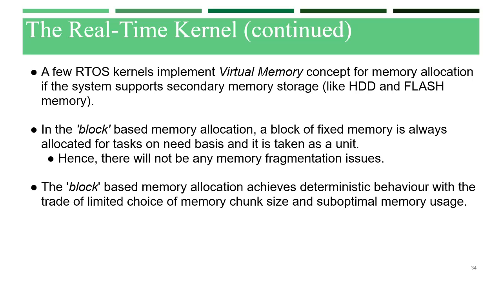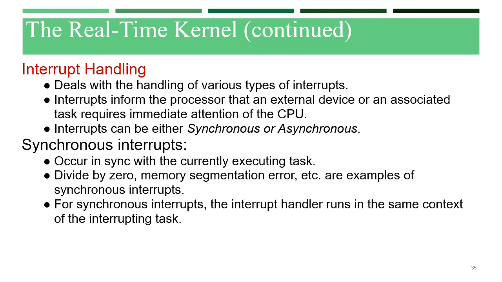The block-based memory allocation achieves deterministic behavior with the trade-off of limited choice of memory chunk size and suboptimal memory usage. So chunk size is nothing but a multiple of, say, 65,536 bytes. And suboptimal memory usage is nothing but less than optimal memory usage, we call it suboptimal memory usage. So next we have interrupt handling.